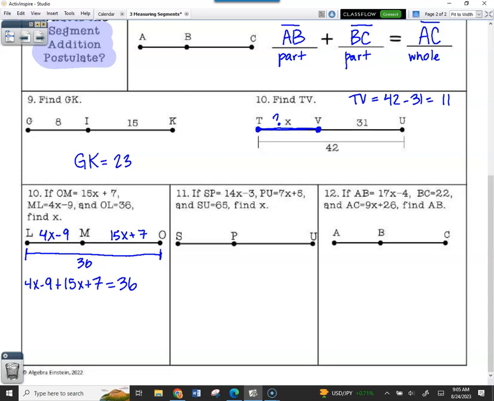We have 19x minus 2, then add the 2. What's 38 divided by 19? 2. And it only said find x, right?